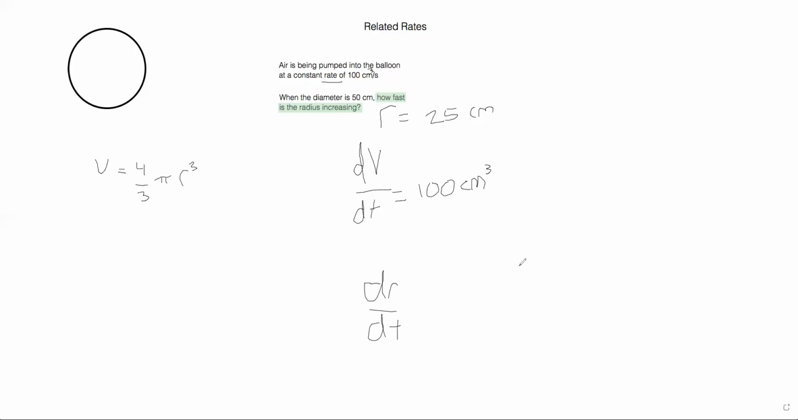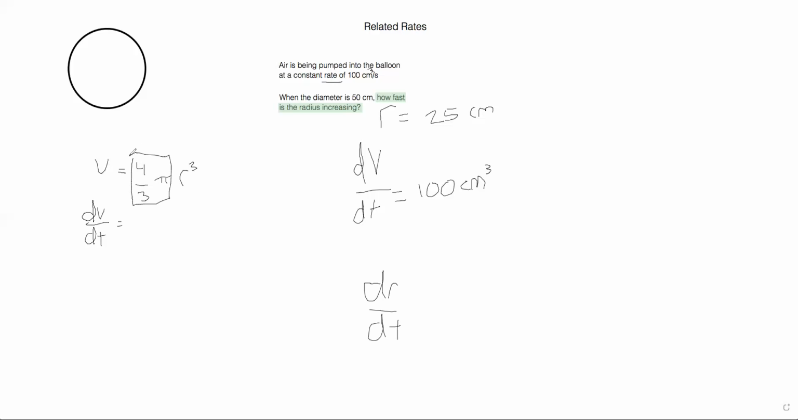You're on the right track. But what we want to do is start with this formula. We want to take the derivative of everything here using implicit differentiation. So we're going to take the derivative of the left side with respect to time, because we want to differentiate everything with respect to time. Volume and radius are both changing per unit time. So we want to make sure we're differentiating with respect to time. And then we're going to do the same thing on the right side.